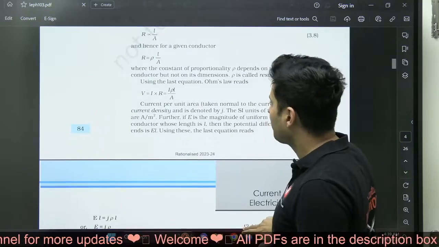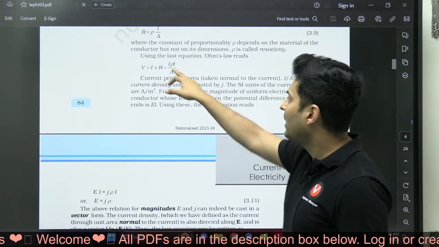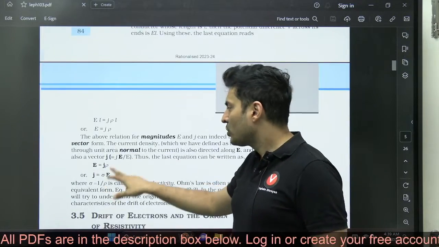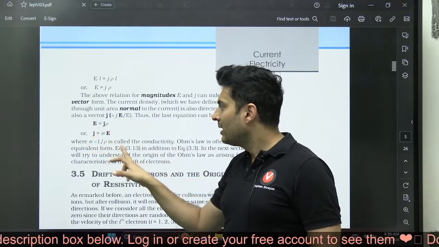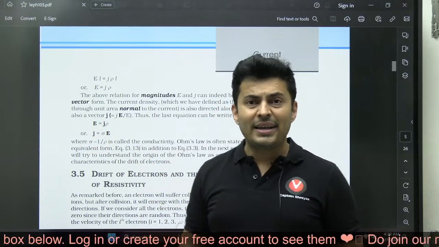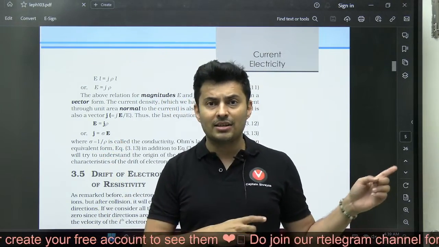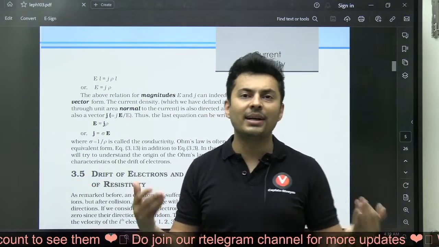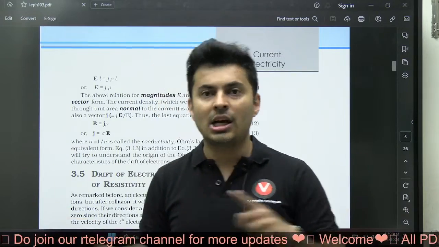Then you also have current density vector, I by A. Current per unit area is also called current density, J. So you will see that J into resistivity is equal to electric field. Why is there electric field inside the conductor? Because it is moving charges. In static charges, field is 0. In moving charges, obviously field must be there. So that field only creates the current to flow and the charges to flow.